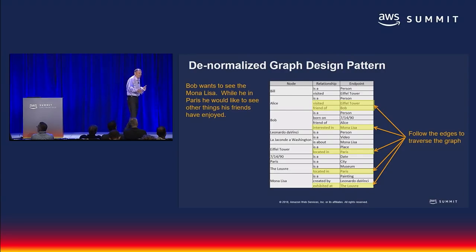I'm going to have to traverse this graph. I'm going to have to go and say, okay, who are Bob's friends? Where's the Mona Lisa? Where does the Mona Lisa exist? Okay, it exists here. Let me go get all the people who are friends of Bob who've been there. Okay, now I can go get all the things that those people have seen and all the places that they've been in that location. So multiple trips back, right? So you got to follow the edges to traverse the graph, right?